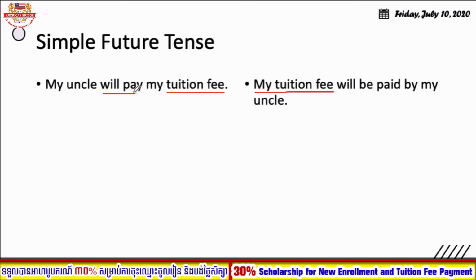So pay is the main verb, it becomes paid. And will is the modal verb, it's still here. So in terms of changing the modal verb, you need to use the word be. Okay, I can fix the car, for example. And if you want to change this, you can say the car can be fixed. You need to use the word be.